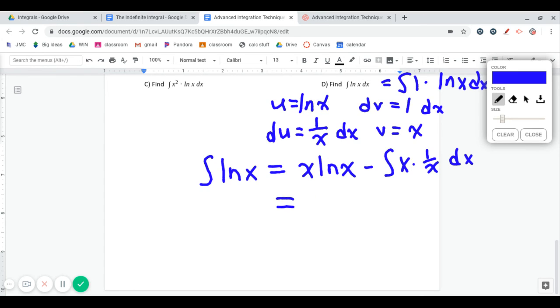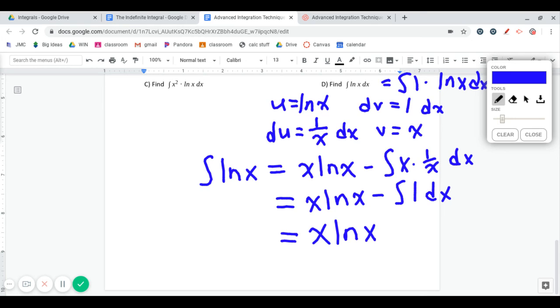So this equals x times the natural log of x minus x times 1 over x is just x over x, which is 1. This is minus the integral of 1 dx. Simplifying further, x natural log of x minus the integral of 1 dx is x plus c. And then you can simplify this by factoring out an x. So we get x times natural log of x minus 1 plus c.